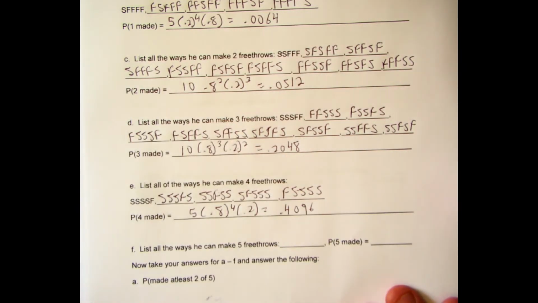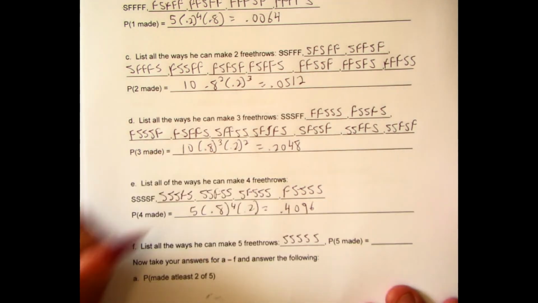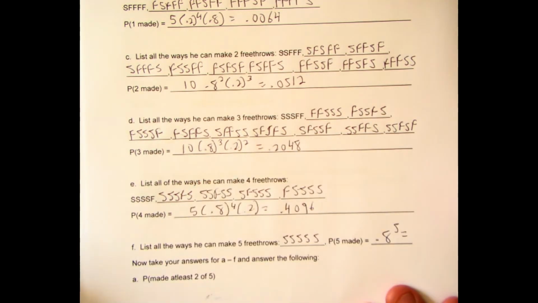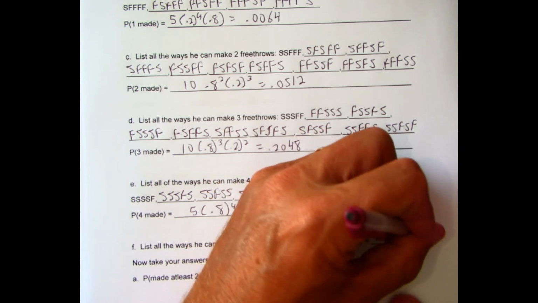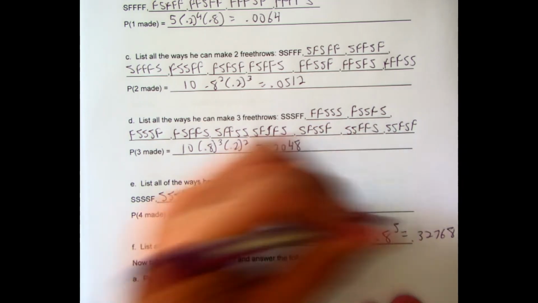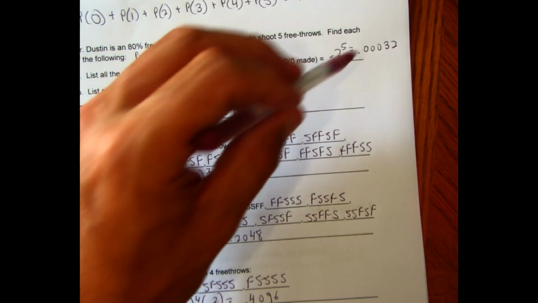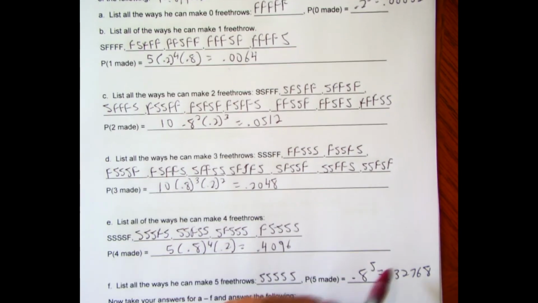And then the last thing is he can make 5 free throws. Those would be all successes. There's only one way that can happen. That's 0.8 to the 5th, and that's 0.32768. So we have our 6 outcomes. Probability makes none, 1, 2, 3, 4, and 5.